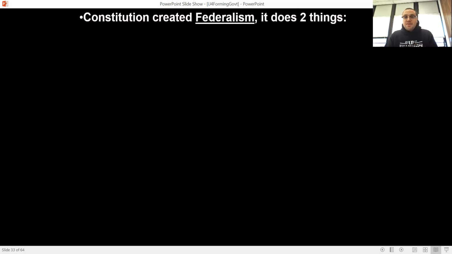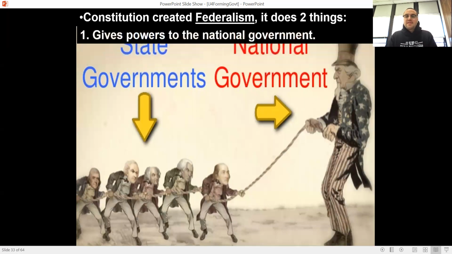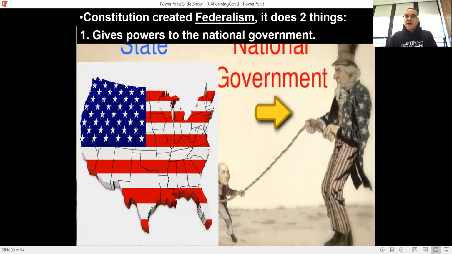But the one thing that the Constitution does is it kind of creates this idea of federalism. And what it really does, it creates two things. So the idea here is that, at least during this time period, we have this concept of dual federalism, where both the states and the national governments are going to work together. So what this does is, the first idea is that it's going to give powers to the national government. Whenever we talk about the national government, we can also talk about the central government. We can also talk about the federal government. So if we're going to create federalism and there's going to be power between both the national and state governments, there's going to be certain powers only delegated to the national government.